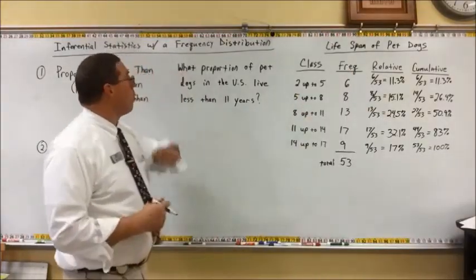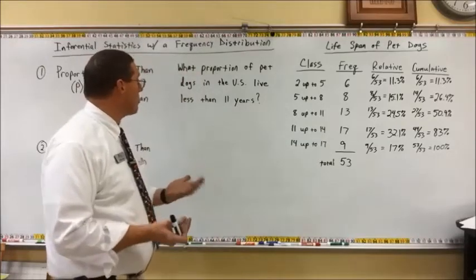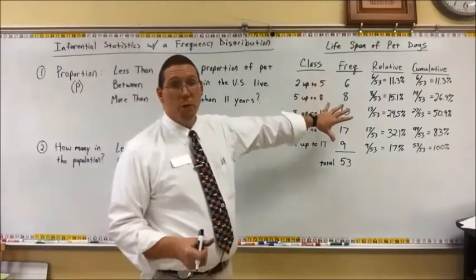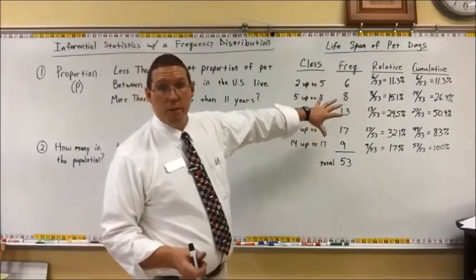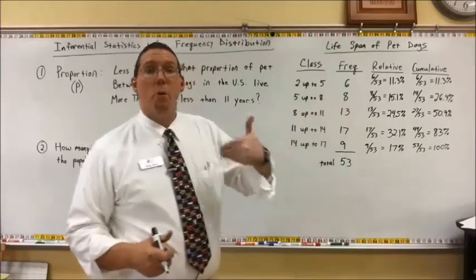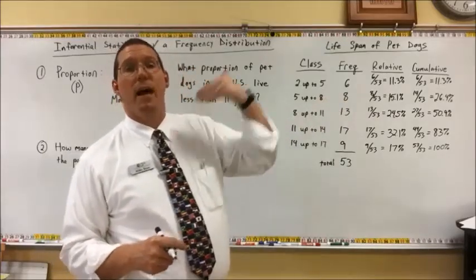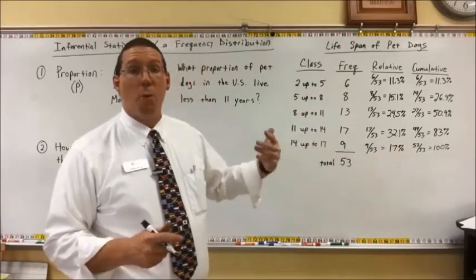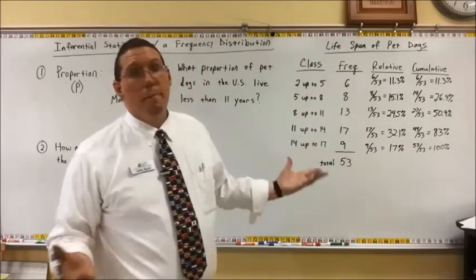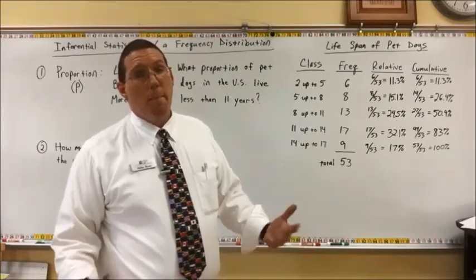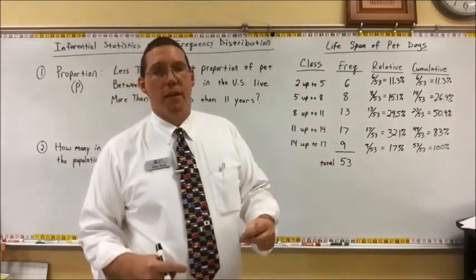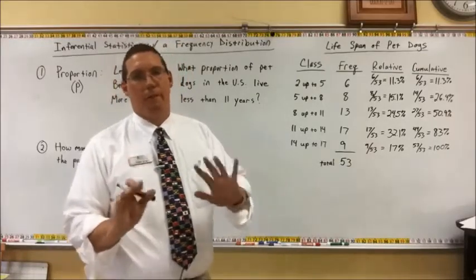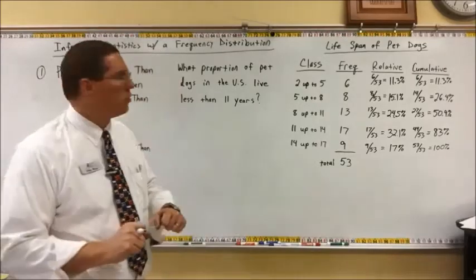It says, what proportion of pet dogs in the U.S. live less than 11 years? Now, this information over here is only on 53 of the dogs that have lived in the United States. But remember, we're drawing a conclusion about the entire population. That's inferential statistics, right? Now, are we going to be correct? Are we going to be wrong? We can't know for sure. But there are ways of improving the accuracy of our inference. But we're not talking about that right now. For now, we're just learning the basic idea of inferential statistics.